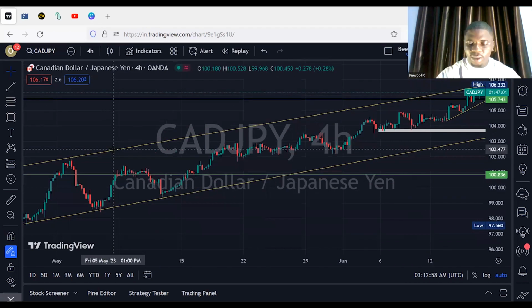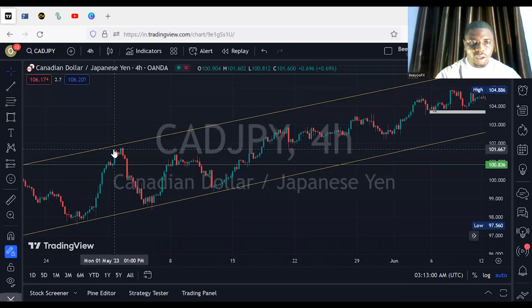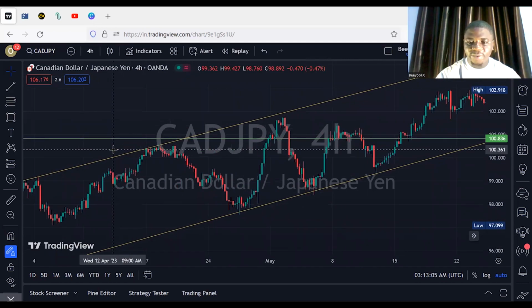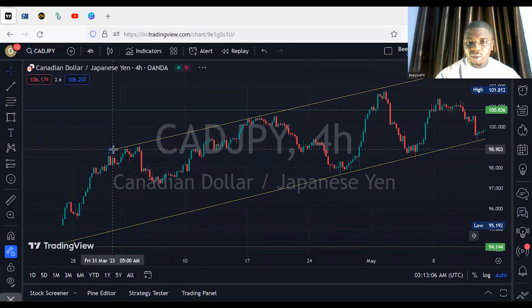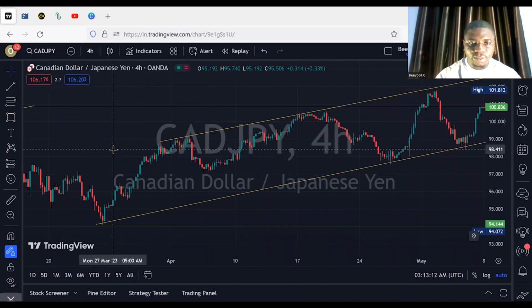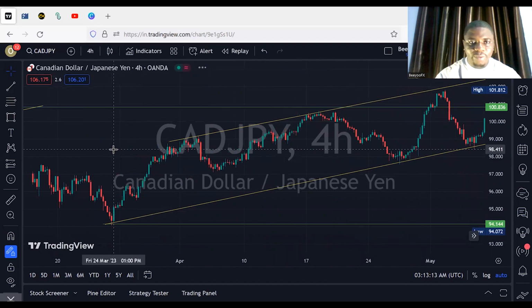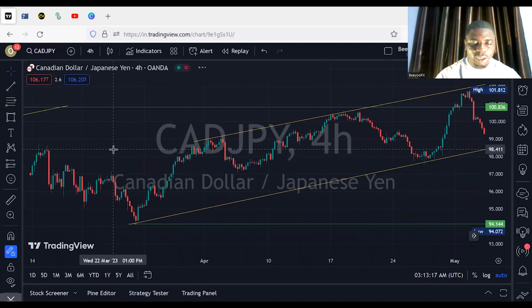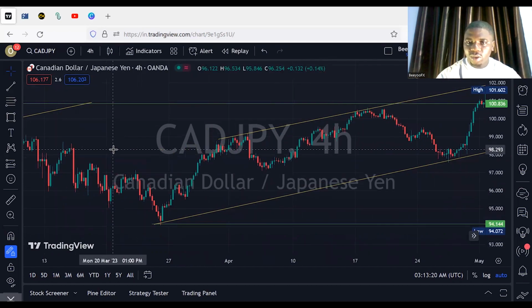So for a day trader, your time frame can be any time frame starting from 15 minutes upward. For a swing trader, our own time frame is 4-hour upward. So that's it. Let's do a counter trend line here.